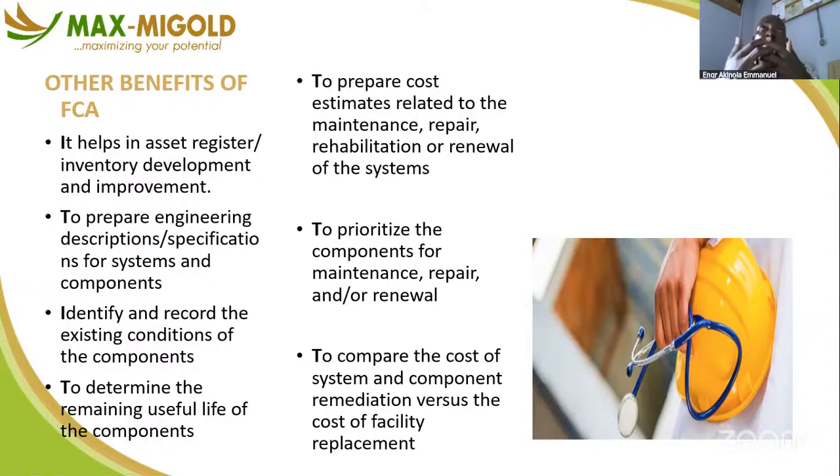Are they marble? Are they wooden furniture? Are they furniture with design? Then the kitchen area, does it have an extractor? These are all the engineering specifications you can deduce, you can pull out from your assessment. And it also helps you to identify and record the existing condition of every component within that facility.